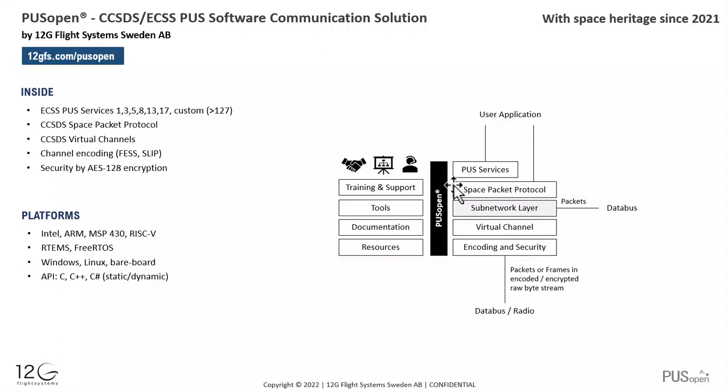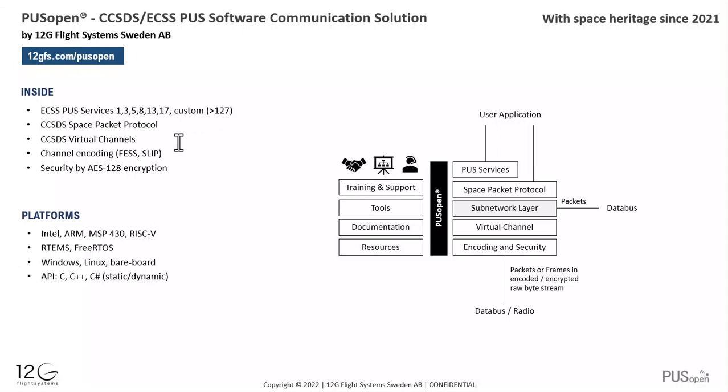And then on top of these 4 layers, which are mainly defined by the CCSDS, we have PUS services defined by ECSS. And we haven't implemented all of those services. We have picked the subset of the services that you can see here. We have service 1, 3, 5, 8, 13, and 17. You just need to look into the standard what those services are. But PUSopen is extensible to any services that you will need specifically for your mission.